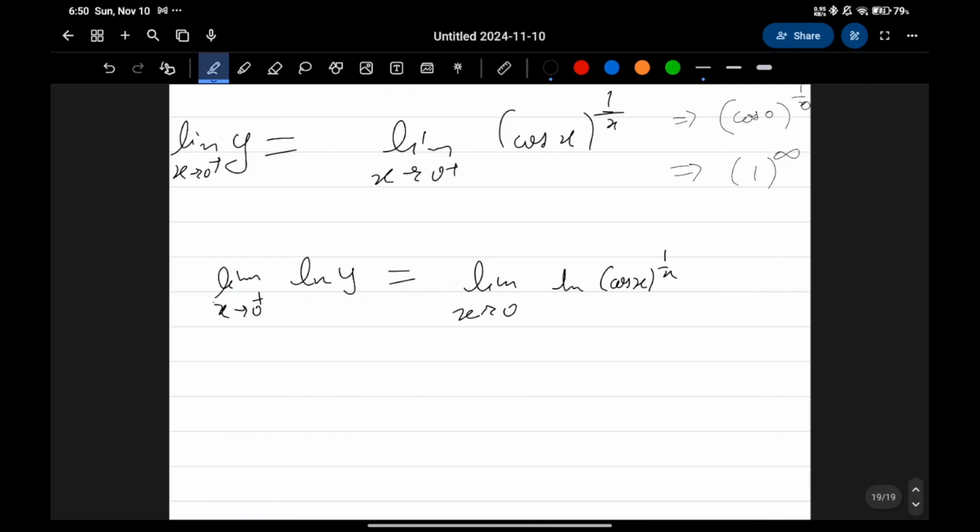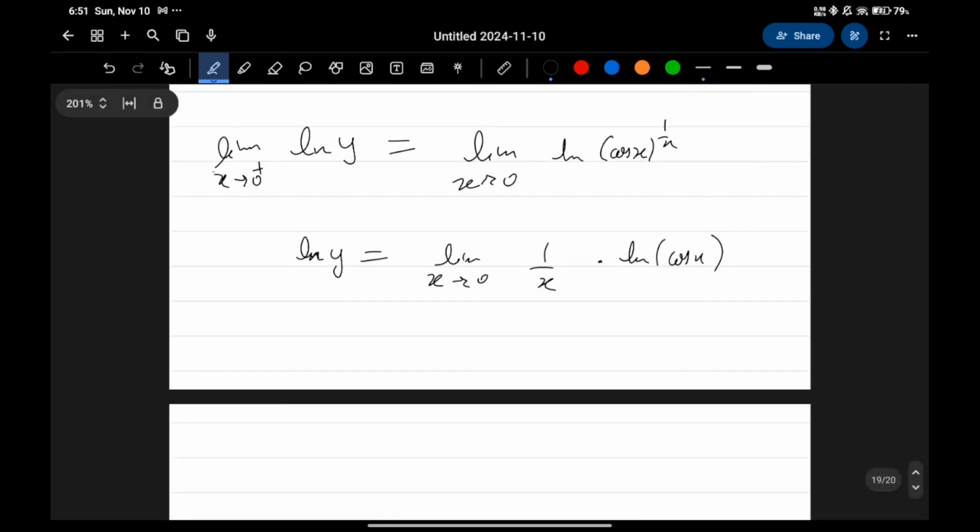Okay, now let's say that the limit on the left doesn't really do anything. So log of y equals limit of x goes to 0. Now bringing the power down, 1 over x times log of cos of x. Now let's plug in the 0 again. So this would become log of cos of 0 over 0.